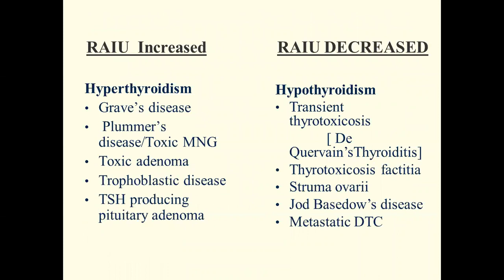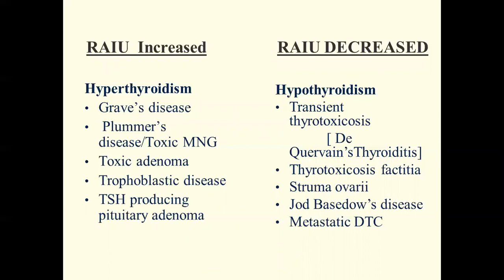So conditions of increased uptake are Graves' disease, Plummer's disease, toxic adenoma. Even a TSH secreting pituitary tumor will show increased uptake in the gland. Now, decreased uptake is in de Quervain's thyroiditis. In forms of thyroiditis, you get decreased uptake, even though they may have transient thyrotoxicosis.